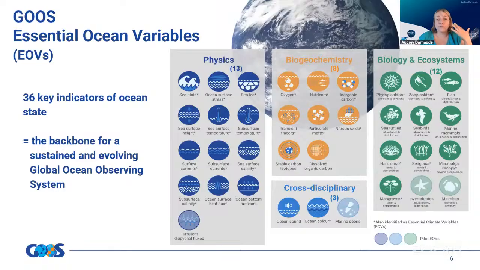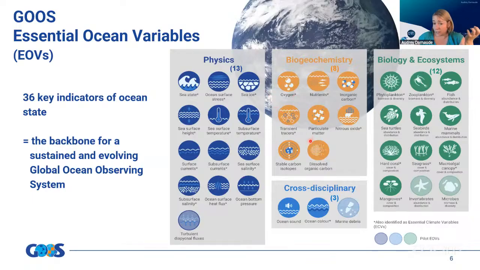So currently, the 3 GOOS international expert panels have agreed on a total of 36 EOVs, each representing key indicators of the ocean state, 13 for ocean physics, 8 for ocean biogeochemistry, and 12 in green here for ocean biology and ecosystem, plus 3 cross-disciplinary EOVs that include ocean sound and ocean color, which are also managed by the biology and ecosystem panel in collaboration with the other panels.